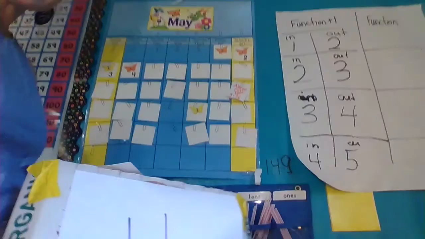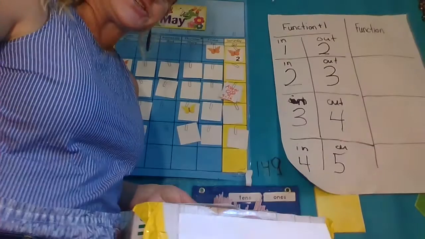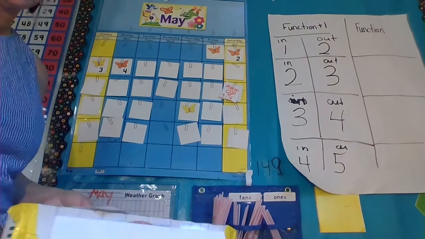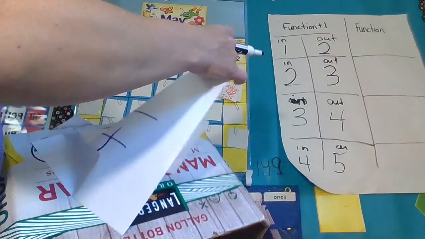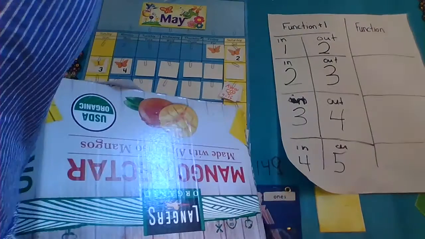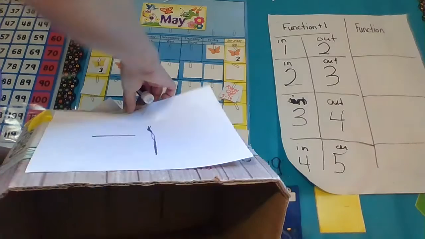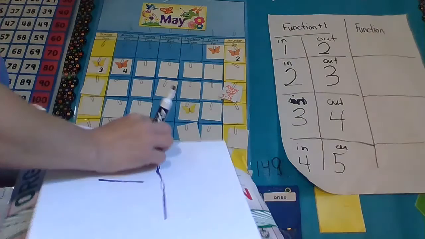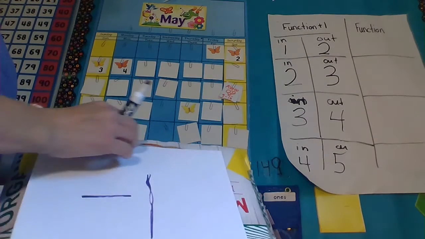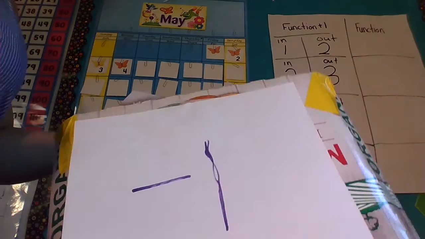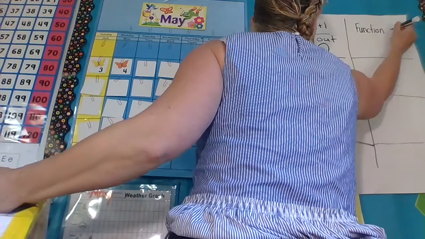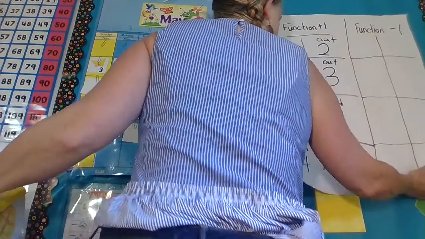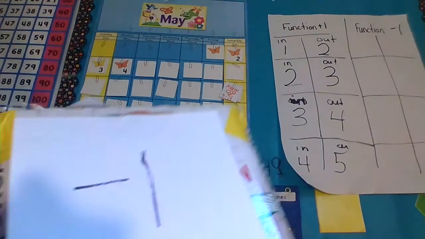All right, so now I could change the function. That's the second part of your assignment. So I'm going to change my function. There goes plus 1. I'm going to change my function to minus 1. So I'm not going to be applying the function plus 1 anymore. I'm going to be applying the function minus 1. I'm still going to put a number in, but I'm going to get a different number out.